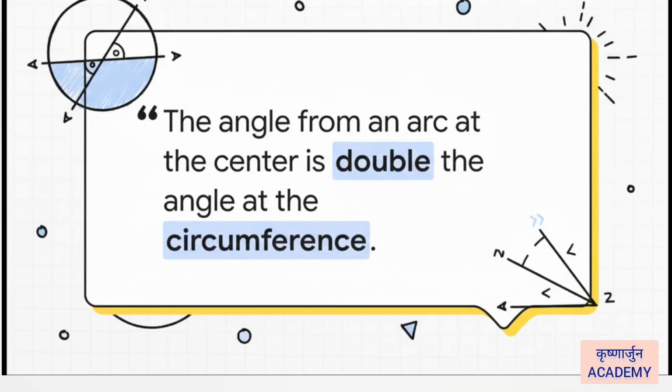All right, get ready for this next one because it's an absolute game changer. Here it is. The angle subtended by an arc at the center is double the angle subtended by it at any point on the remaining part of the circle. I know, it sounds a little formal, but the idea is incredibly powerful. Let's break down what that actually looks like.